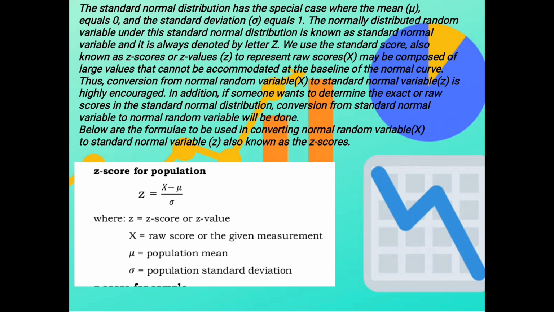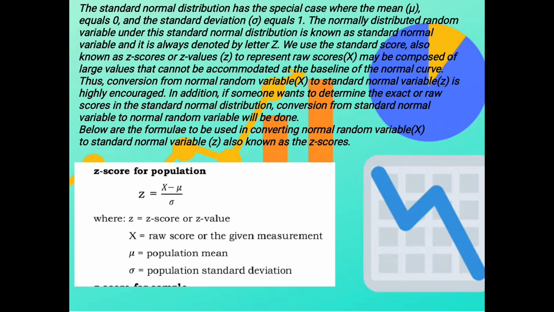The standard normal distribution has the special case where the mean is equal to 0 and the standard deviation is equal to 1. The normally distributed random variable under the standard normal distribution is known as standard normal variable, and it's always denoted by letter Z.